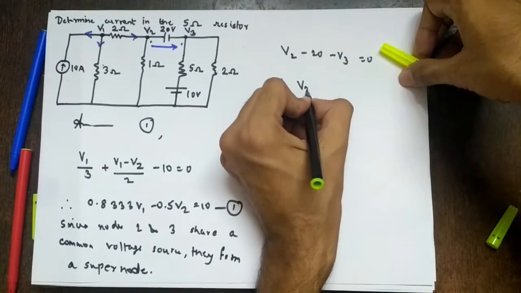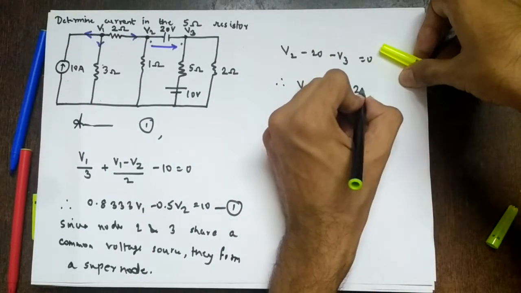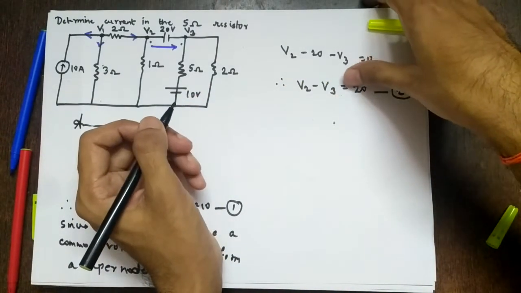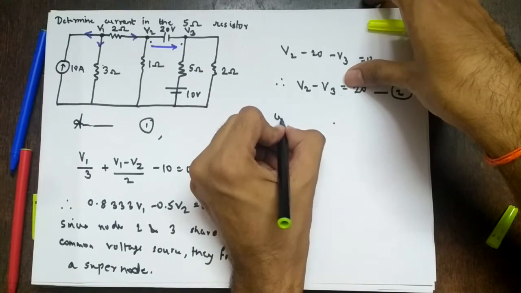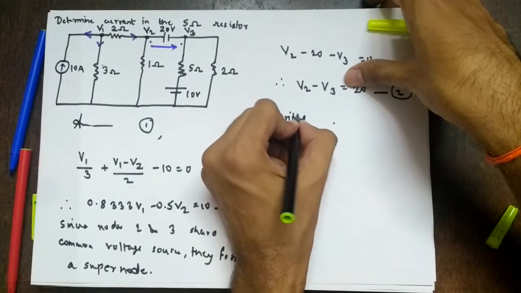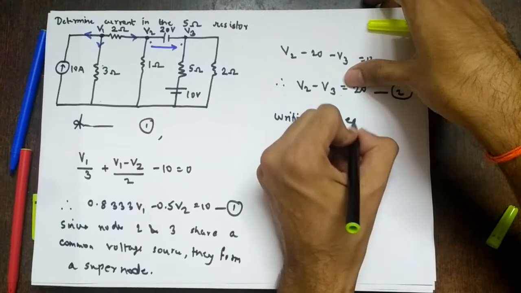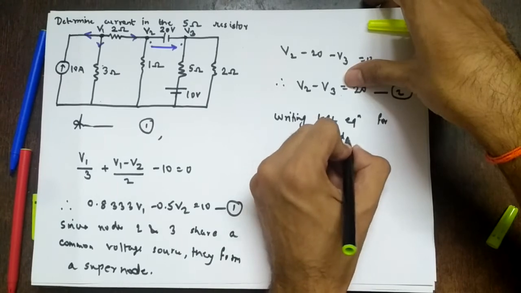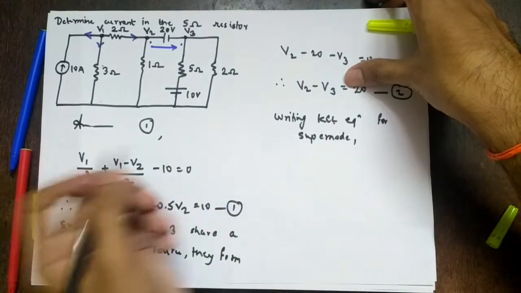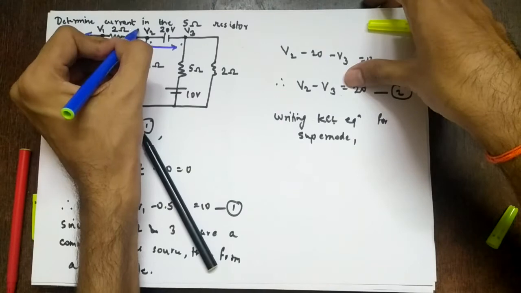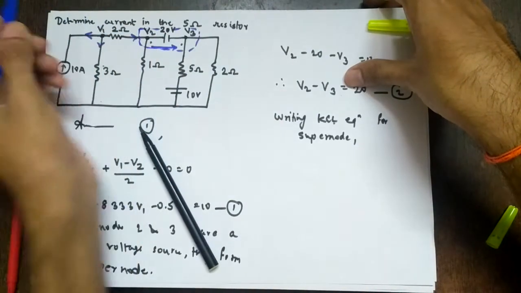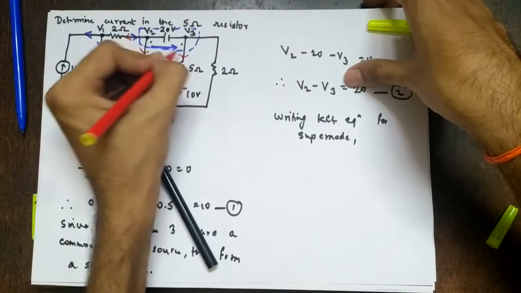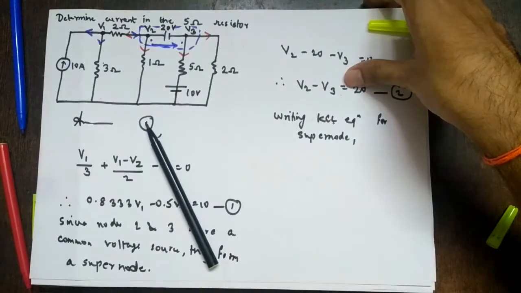So therefore what will we get? V2 minus V3 equal to 20. Equation number 2. Then writing the KCL equation for the supernode, what will we get? So 2 and 3 together form a supernode, right? So this is my supernode. So considering this as a supernode, consider currents going away. This is the way we have to solve. So what will we get?